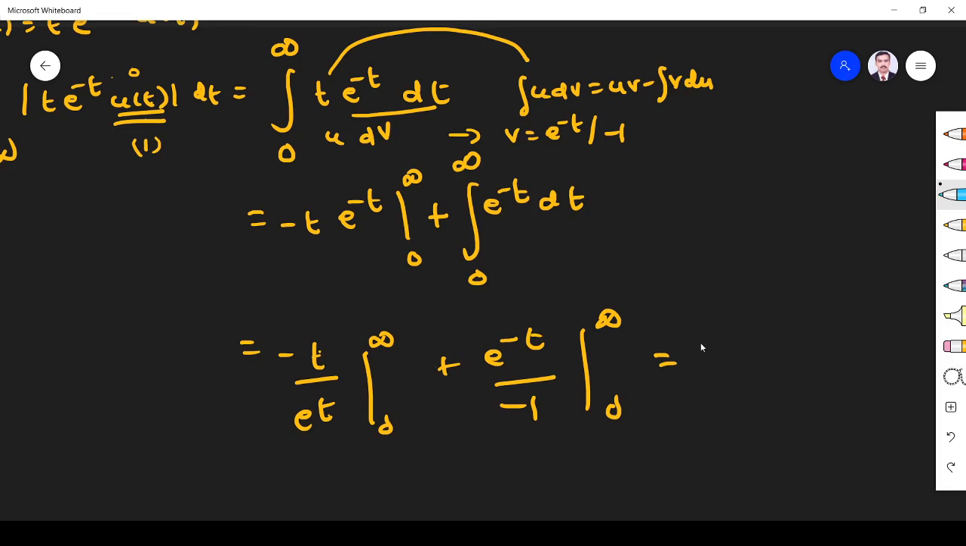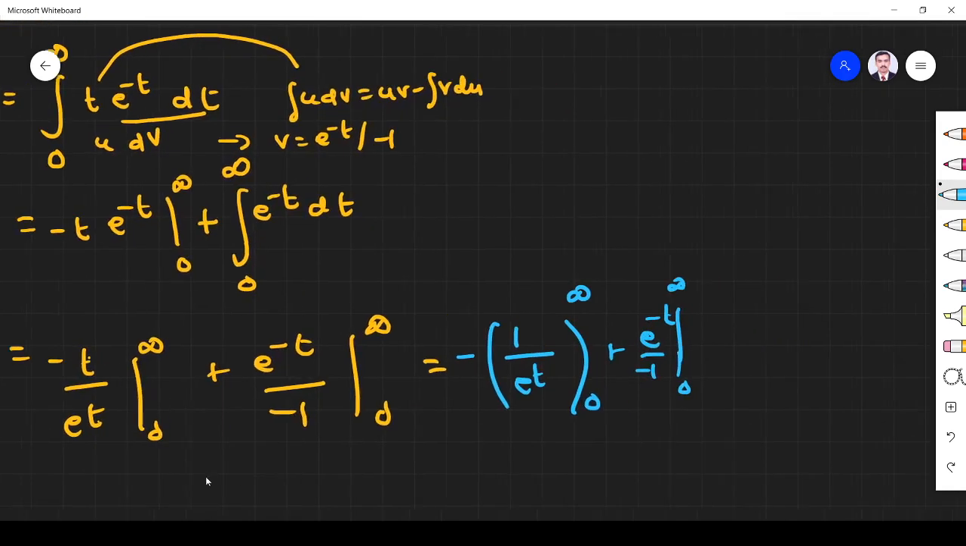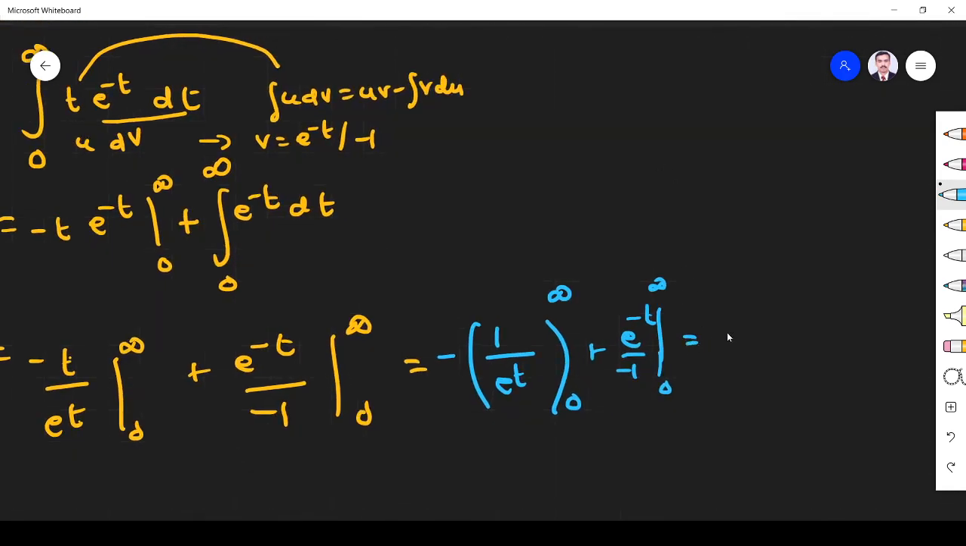It will be minus, you take it outside, differentiate numerator 1, differentiate denominator e power t only. Now we put 0 to infinity. Plus this is e power minus t integrated, it is minus 1. Let it be here itself, 0 to infinity. Now if we simplify, when you substitute infinity, it is 1 by e power infinity, that is 0. When you substitute 0, 1 by e power 0 is 1, so minus 1.